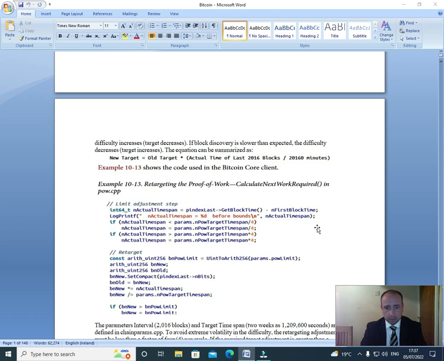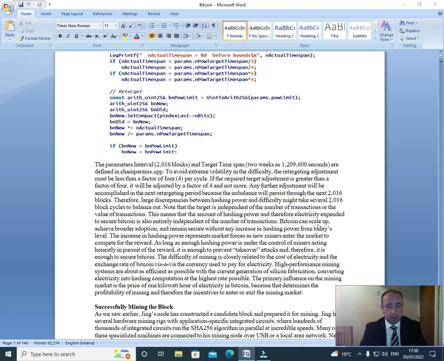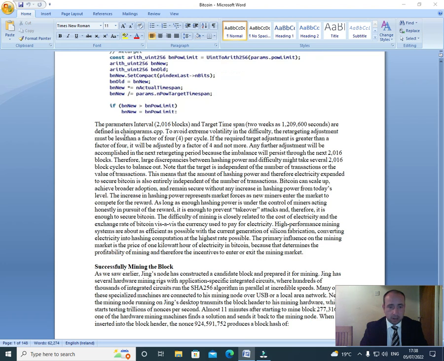The equation can be summarized as: new target = old target * actual time of last 2016 blocks / 20160 minutes. Example 10.13 shows the code used in the Bitcoin Core client. Example 10.13, retargeting the proof of work, CalculateNextWorkRequired in pow.cpp. The parameter interval, 2016 blocks, and the target time span, 2 weeks or 1,209,600 seconds, are defined in chainparams.cpp.